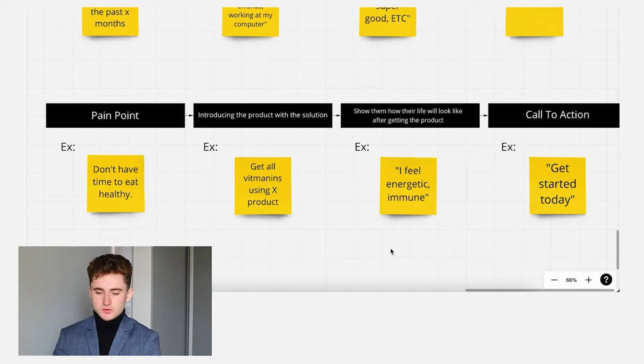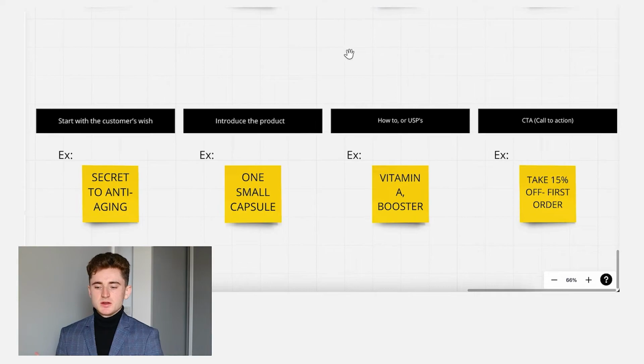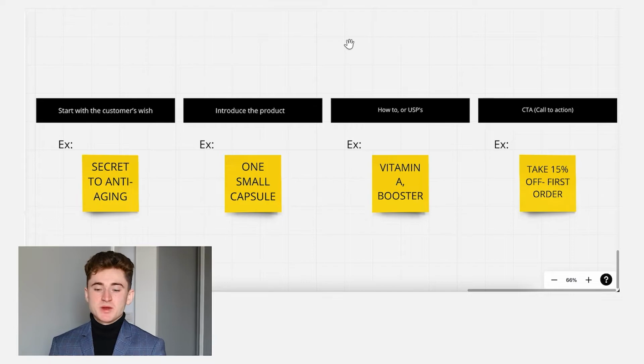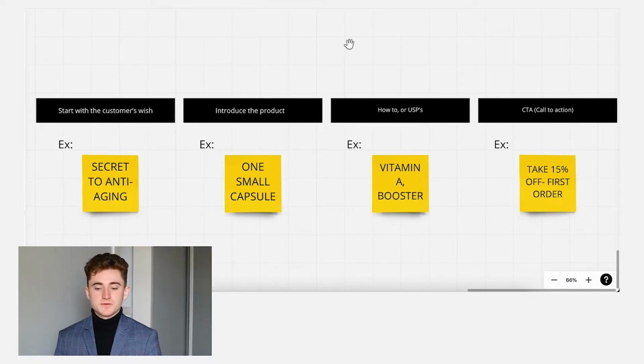So in this case, what we are going to start with is, instead of a pain point, we'll start with a customer's wish. This is again a powerful hook because we literally tell them that by using this product, you get a huge benefit, something that they've been looking for a long period of time. It's important to keep the hook short as our attention span is getting shorter and shorter. After the first scene, we are introducing the product. Then the third scene, actually you can play around. You can have how to use the product or some of the unique selling advantages. And we will end by telling them a call to action.